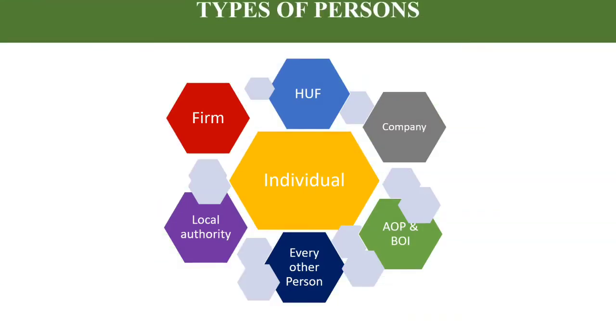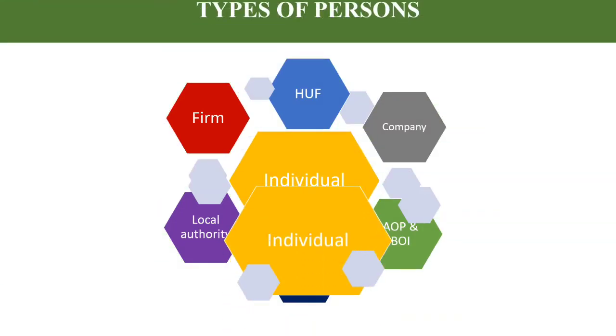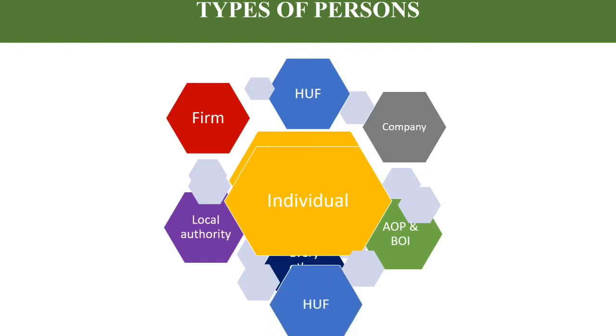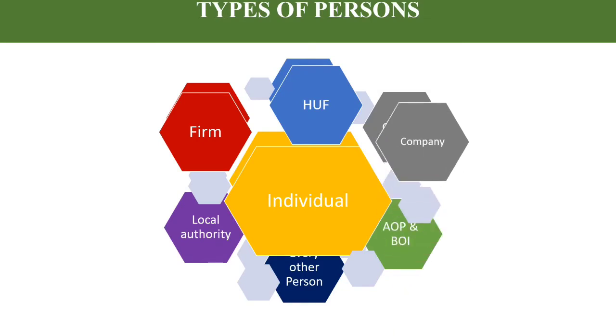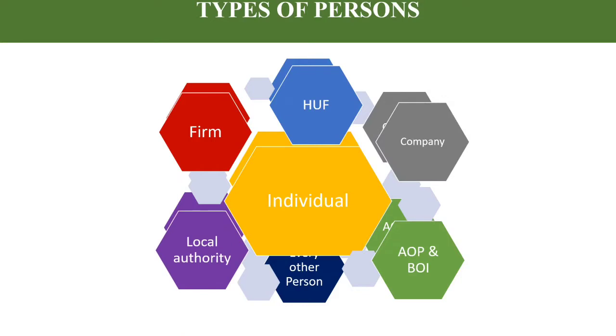Persons can be divided into 7 categories, namely individuals, Hindu undivided family, partnership firm, joint stock companies, association of persons and body of individuals, local authority, and artificial juridical person.